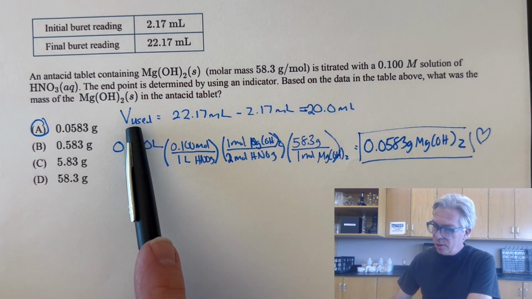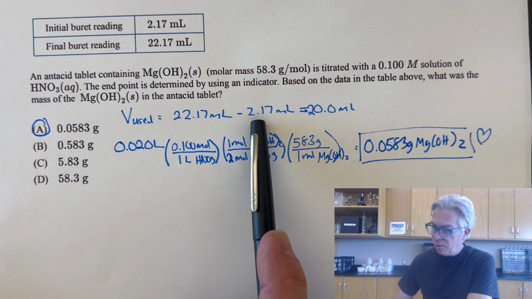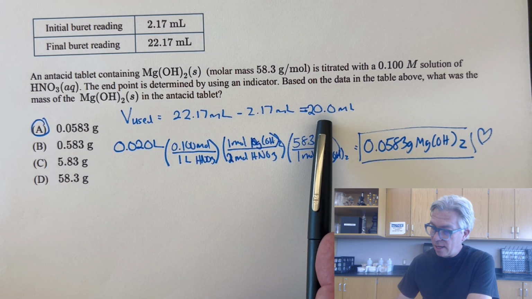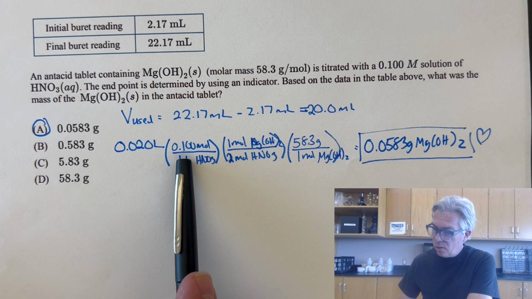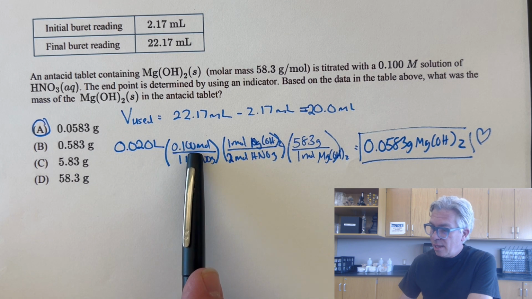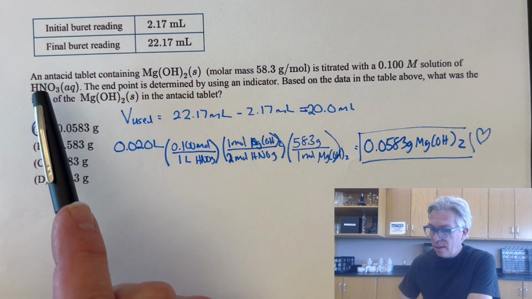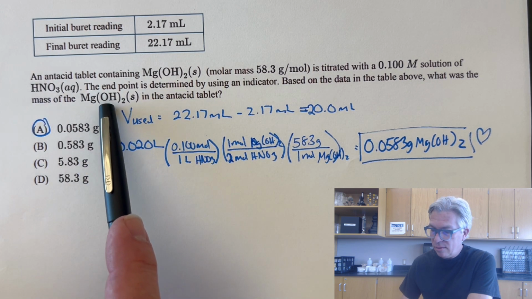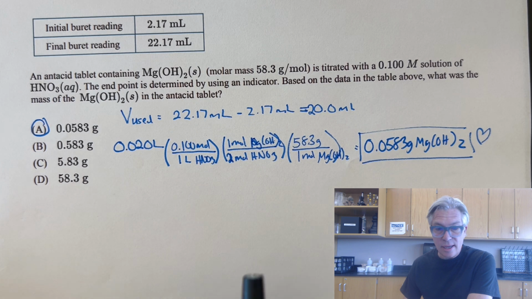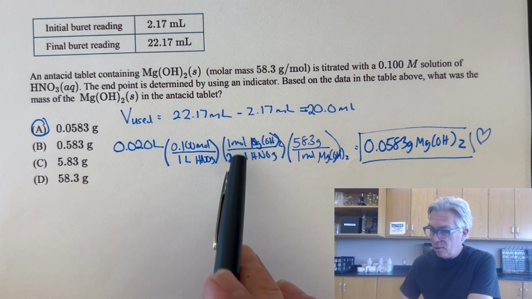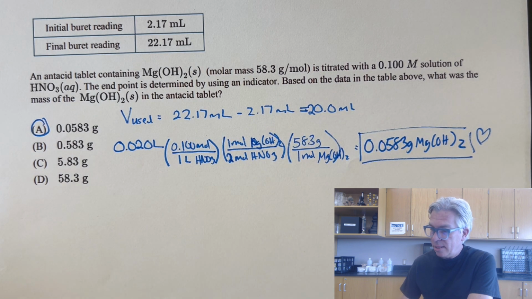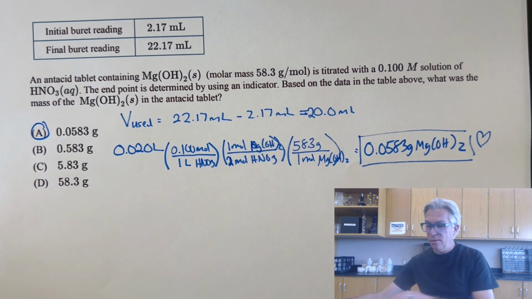So, volume used, 22.17 minus the 2.17. 20 milliliters went into the flask. Change it into moles, liters times moles per liter, and then it's a 2-to-1 ratio. Notice how there's 2 OHs in here? They're going to need 2 acids to neutralize that. And so you had to think about the mole ratio there, multiply by the molar mass, and I got 0.0583 grams of magnesium hydroxide.